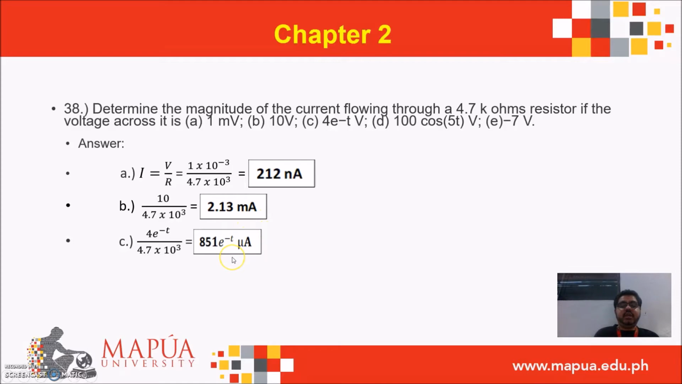851 e raised to negative t microamperes. Then for the last one, 100 cosine of 5t over 4.7 times 10 raised to 3 ohms is equal to 21.28 cosine of 5t milliamperes.